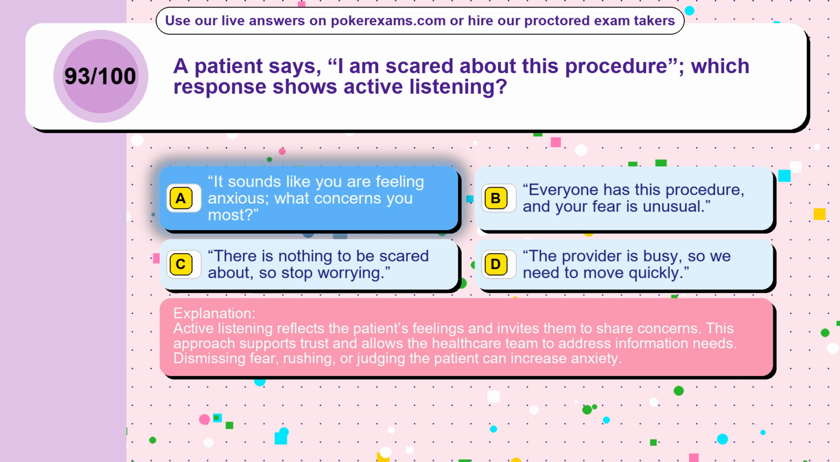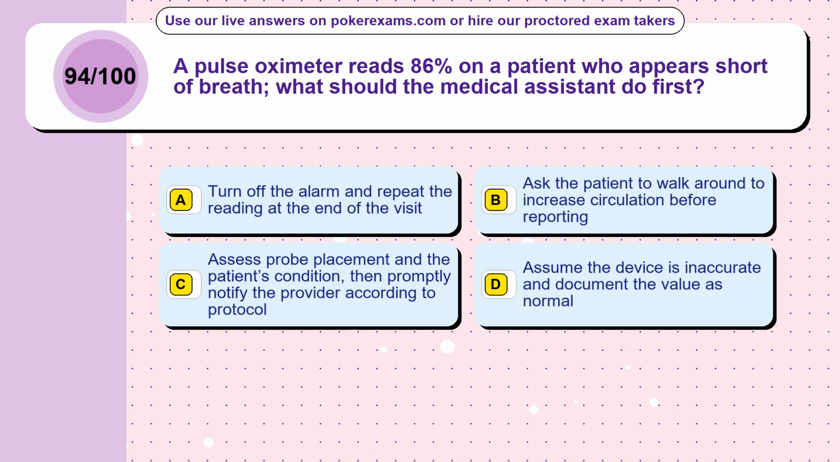Dismissing fear, rushing, or judging the patient can increase anxiety. Question 94. A pulse oximeter reads 86% on a patient who appears short of breath. What should the medical assistant do first?